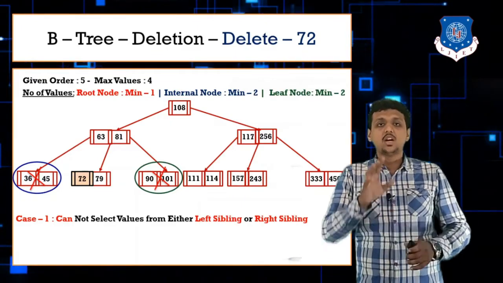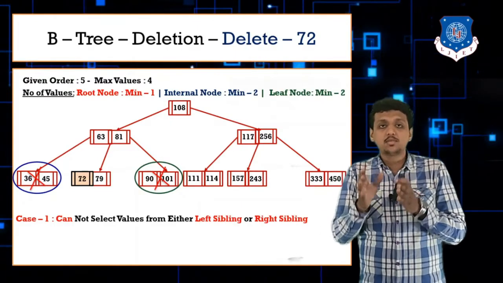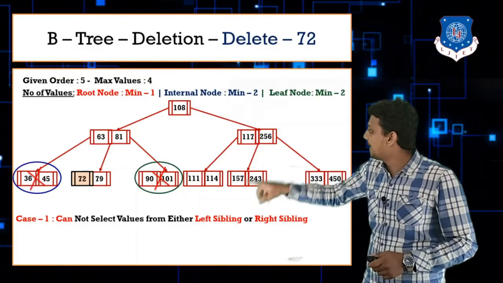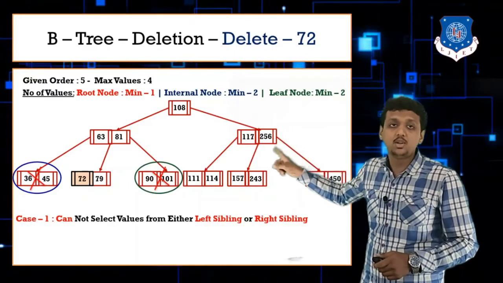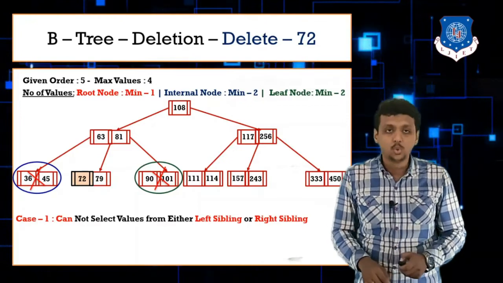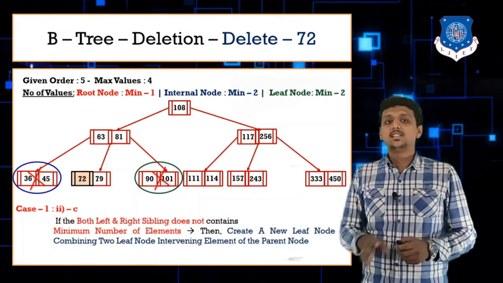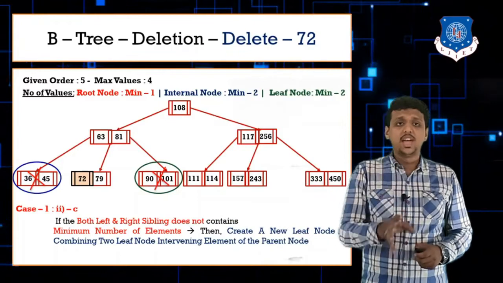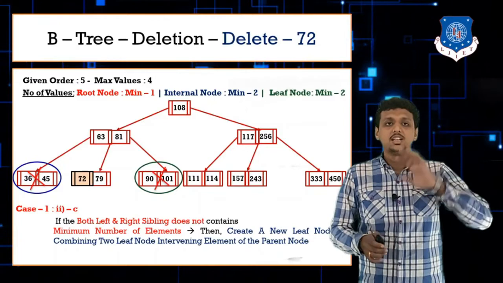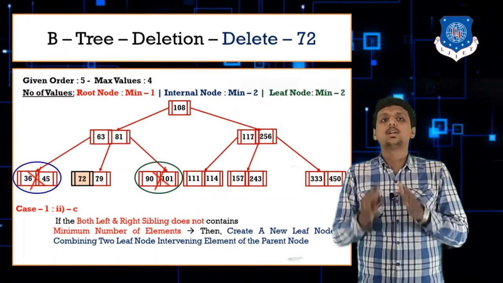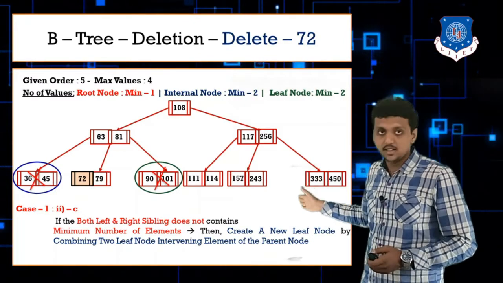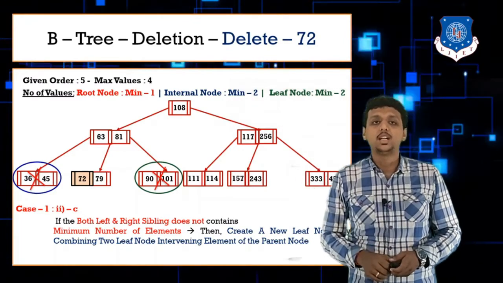See, right now after deleting 72, 79 becomes alone. It will try to merge with its left sibling and the intervening value of the parent node, or the right sibling and the intervening value of the parent node. So this is case number 2C, students, where if both the left sibling and right sibling do not have more than the minimum number of key values, then the node should combine with either the left sibling or right sibling with the intervening value from the parent node.